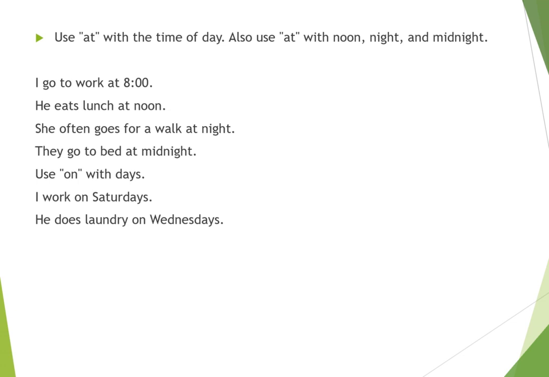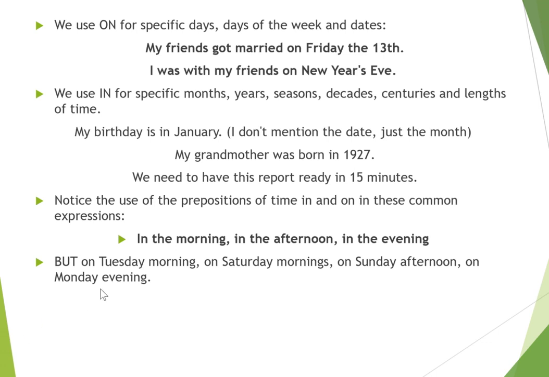Use on with days. Days of the week, we use on and not at. I work on Saturday. He does laundry on Wednesday. We use on for specific days, days of the week and dates. Now we finished learning how to use at. Now let's move to learn how to use on. On, we said, is used with the days of the week and dates. For example, my friend got married on Friday the 30th. I was with my friends on New Year's Eve.